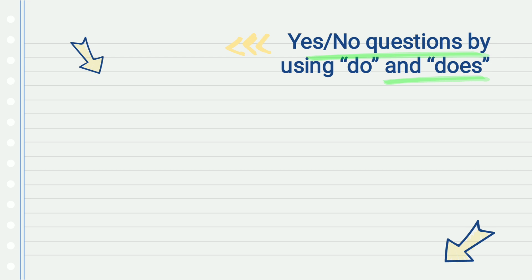Okay. Yes, no question by using do and does. So we can make a question by using do and does here with a short answer. Jadi yes, no question di sini menggunakan kata kerja bantu do dan does. Dan biasanya jawabannya pendek, yaitu yes dan no. Look at example here. Do you speak English in class?